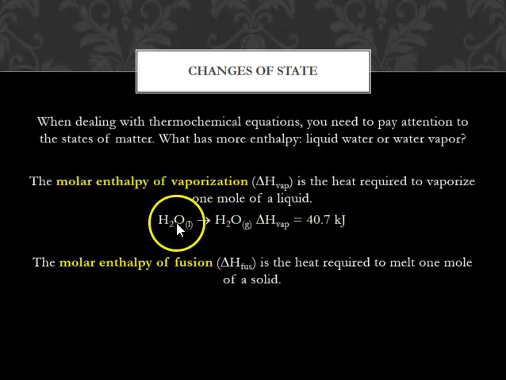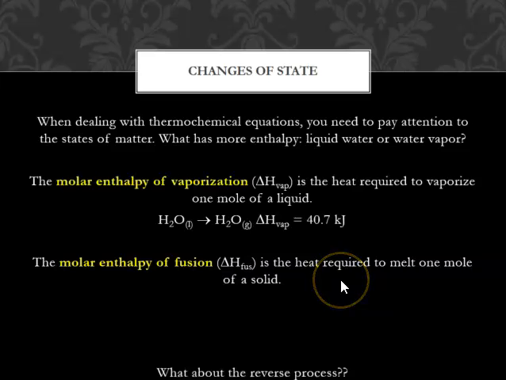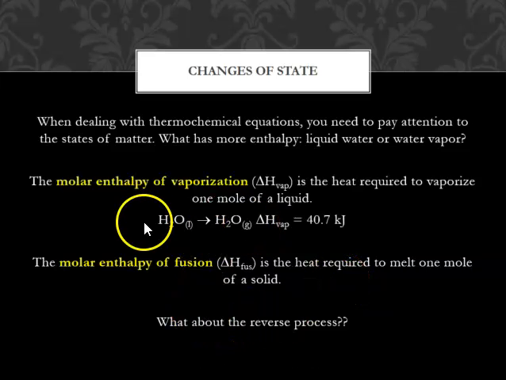So going back up to this thing, we have H2O liquid going to H2O gas. So liquid going to gas, it's vaporizing, HVAP. That's 40.7 kilojoules for this process. For giggles, what about the reverse process? When I flip a reaction around, if I'm going from H2O gas to H2O liquid, what happens to this delta H value? The only thing that changes is the sign. It's negative 40.7.